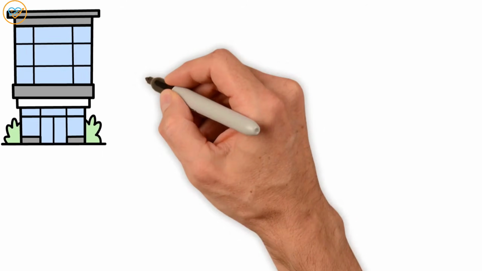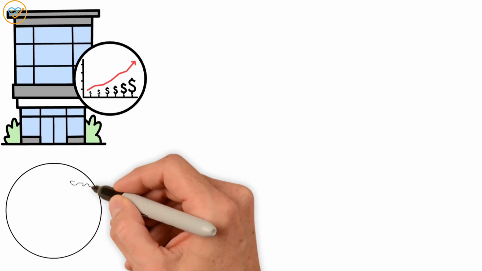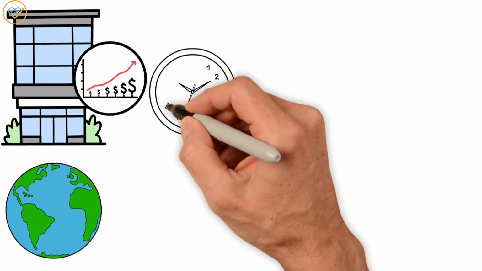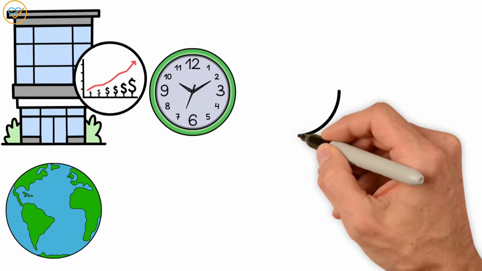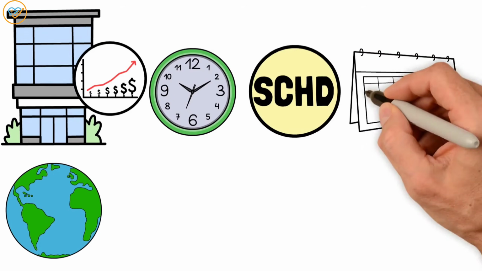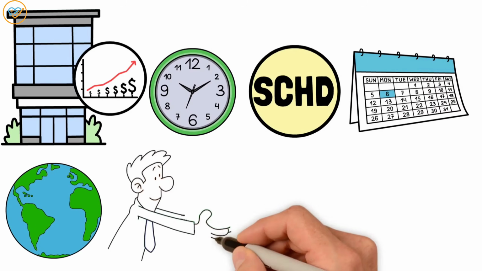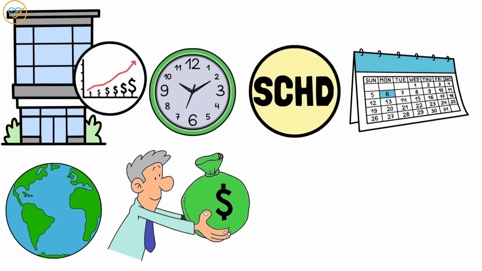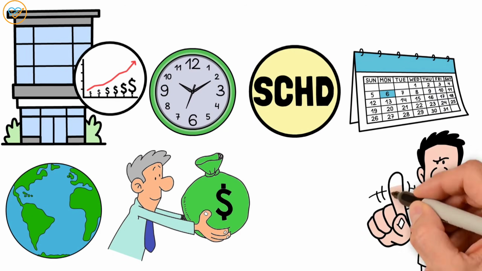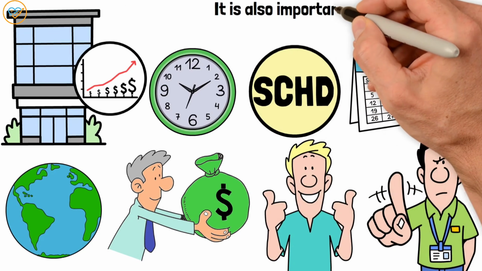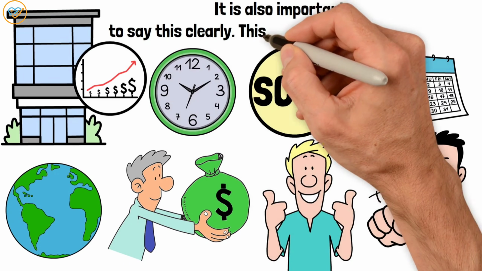Companies adjust payouts based on profits. Economic pressure shows up eventually. Another important point is time horizon. SCHD works best over full cycles, not months, not quarters. Investors expecting fast price movement often get disappointed. This strategy does not aim for excitement. It aims for durability. It is also important to say this clearly.